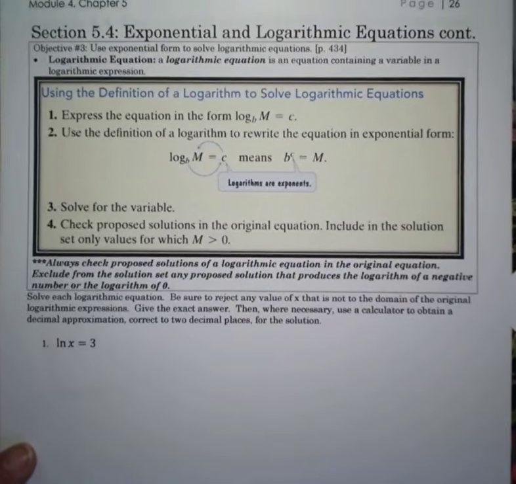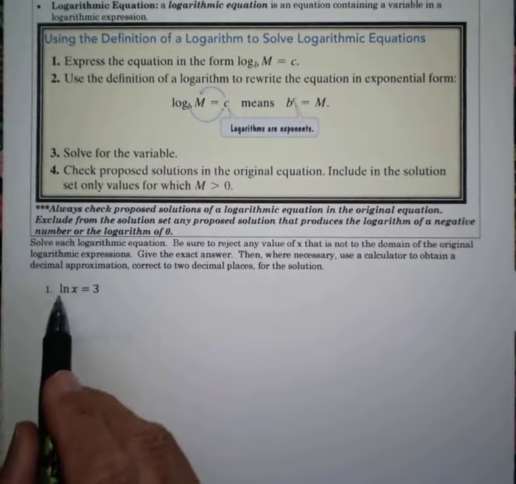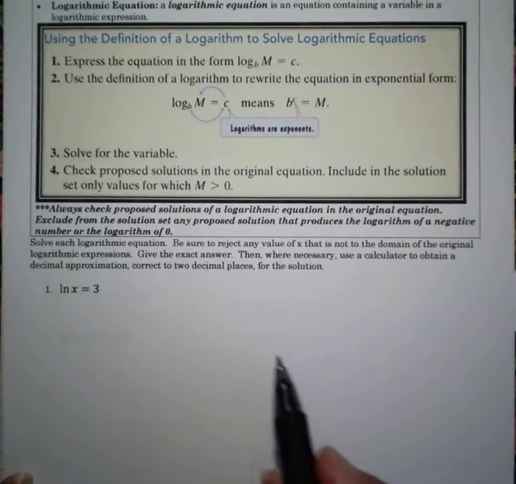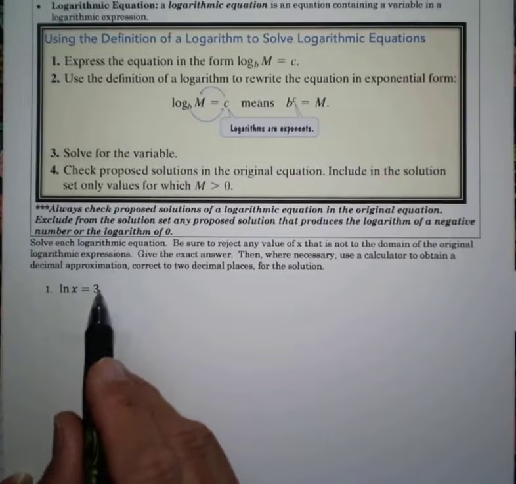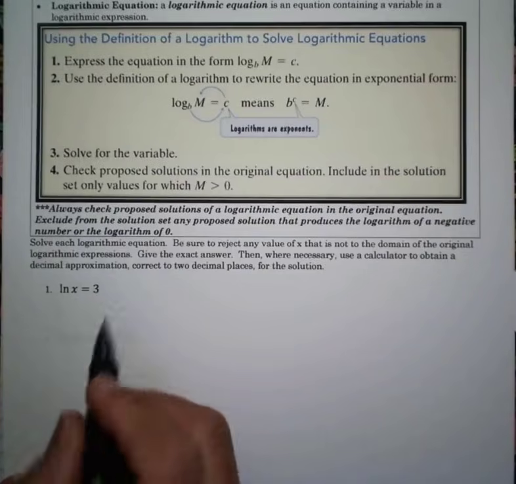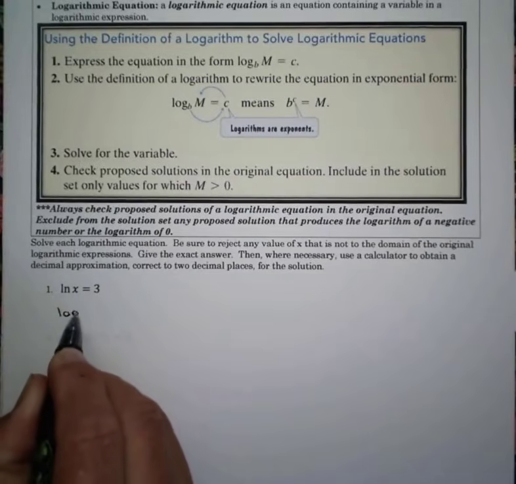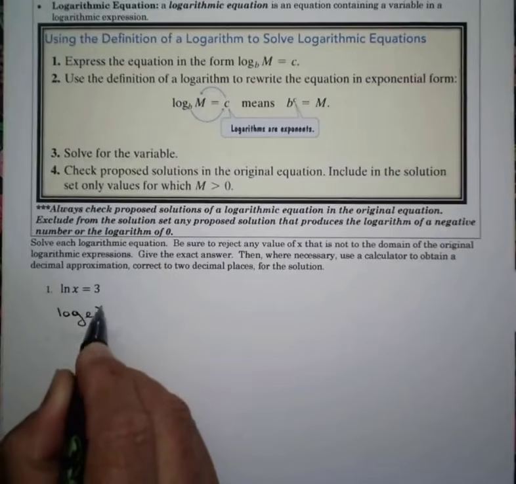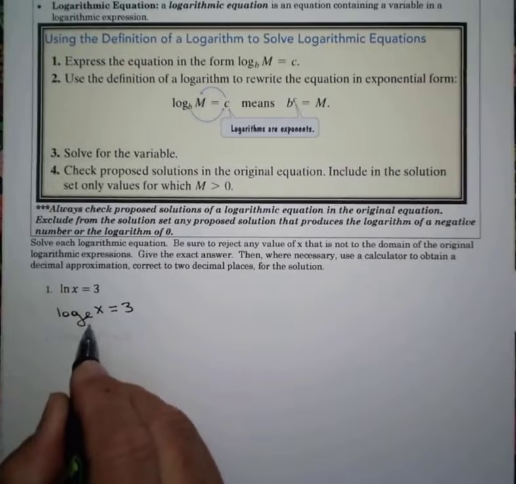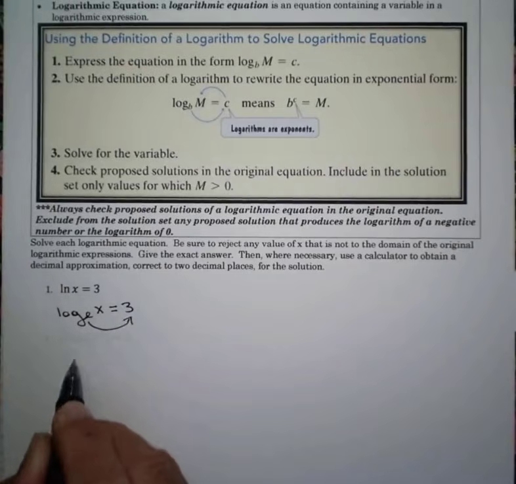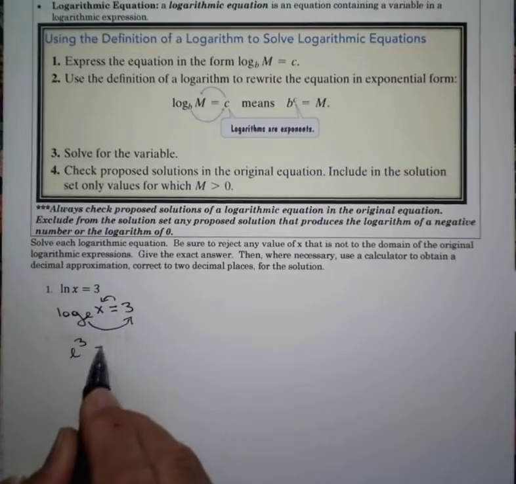Now let's take a look at this first one that's already written in the log format, and it's really the natural log of x is equal to 3. But to be able to write that in exponential form is not quite easy until you remember this part. This is really log base e of x equals 3. So the base is e. If I say e to the power of 3, then I can say that's what equals x.